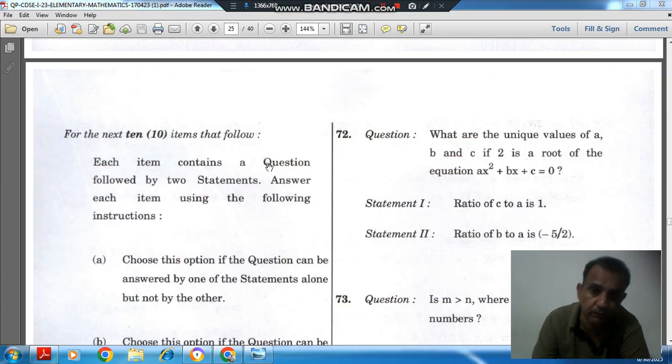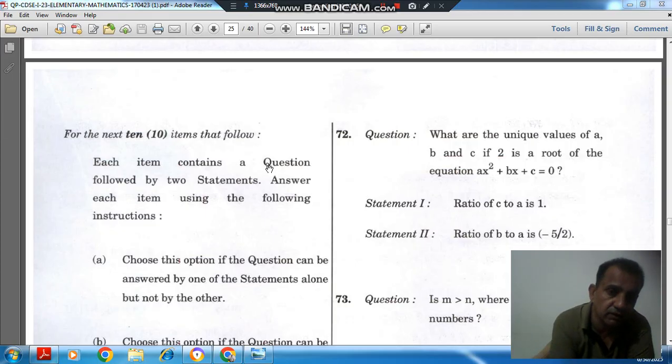We have solved questions up to 78 in the last video, and two questions are left. For these two questions there are some instructions. Actually, the instructions are for 10 items. We have solved 8 items. So I am reading out the instructions again in this video to solve the 79th and 80th questions.